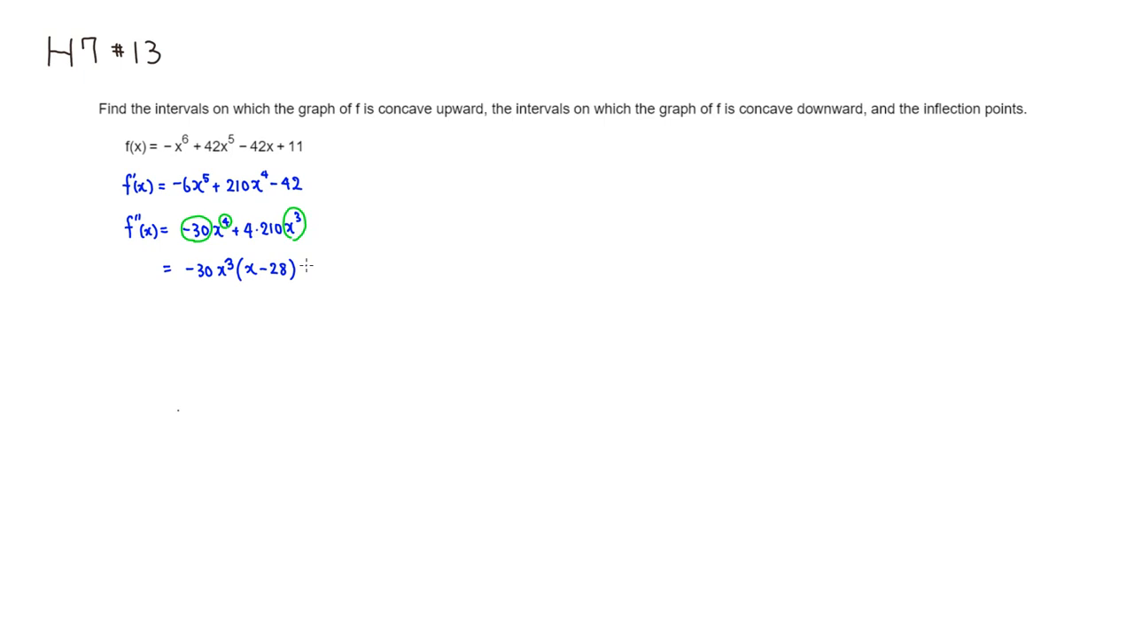If you set that equal to 0, we can see that these are the x coordinates of the possible inflection points. So x equals 0 and also 28. Let's do a number line here. We're looking at the 0 and the 28, so I'll just put 0 here and 28 right here.